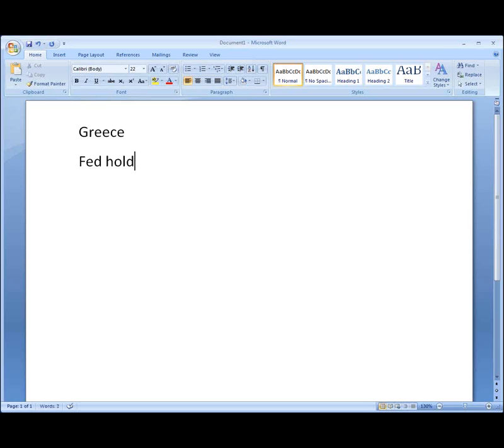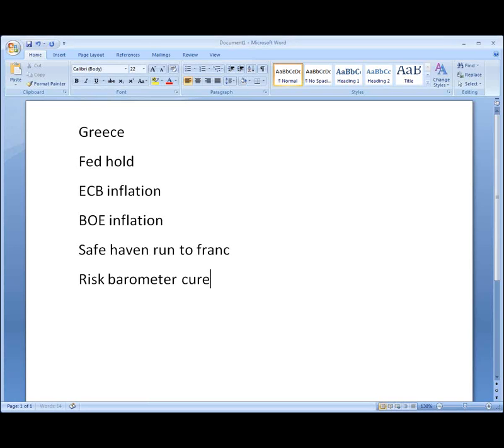You've got the Fed on hold, right? We have the ECB kind of going back and forth with inflation. We have the BOE doing the same thing, in terms of whether or not they're going to hike. They keep putting off a potential rate hike, right? We have this safe haven run to the Swiss franc. In terms of our risk barometer currency, the yen, what's it doing? It's just moving sideways, hovering above 80, not telling us much. Okay? What else is going on?